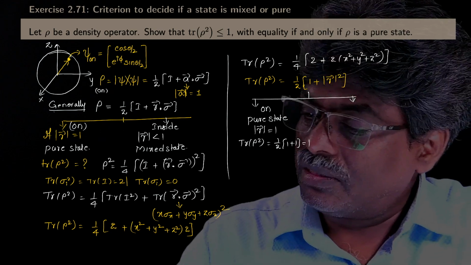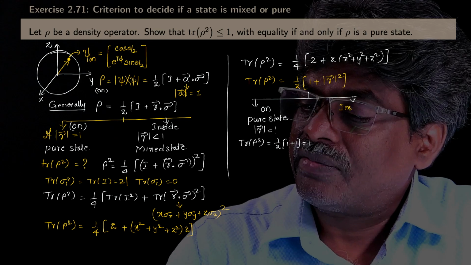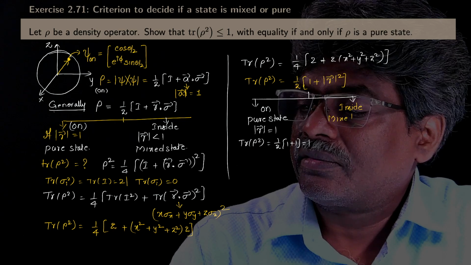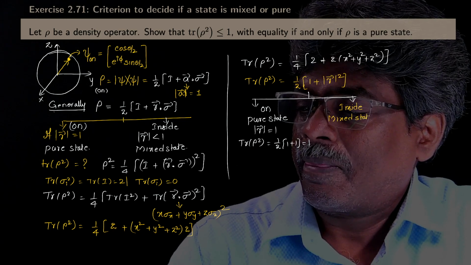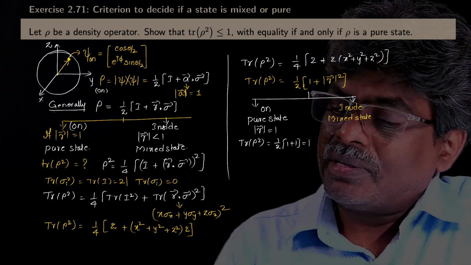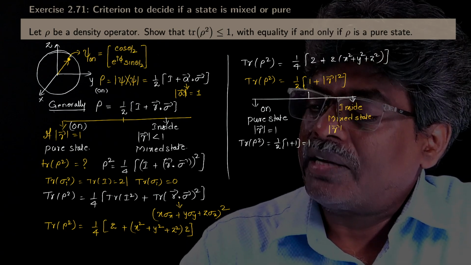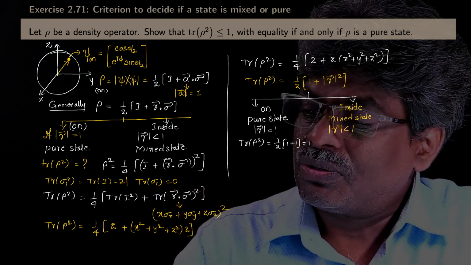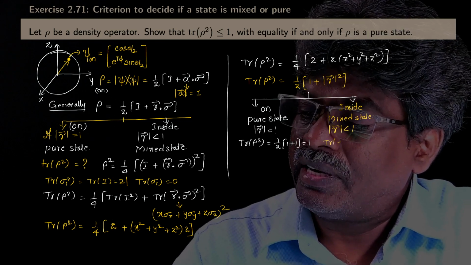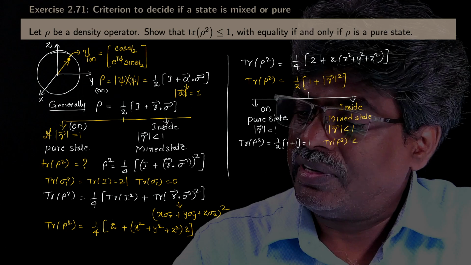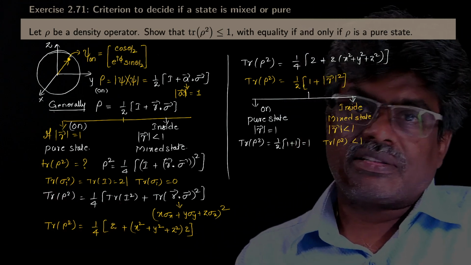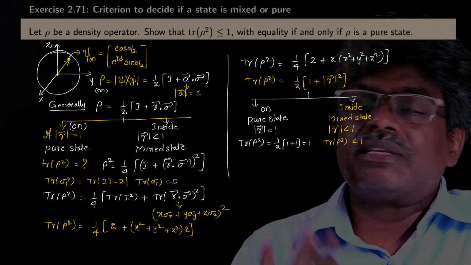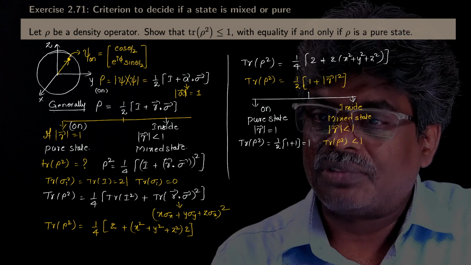Now if I take the point to be inside somewhere, then we call this a mixed state. For that mixed state, we have to take the magnitude of r to be less than 1, because the point is not on the Bloch sphere. So just take it and substitute, and we will get the trace of rho square definitely less than 1. So that's it. Trace of rho square is equal to 1 for a pure state and less than 1 for a mixed state. Okay, thank you.